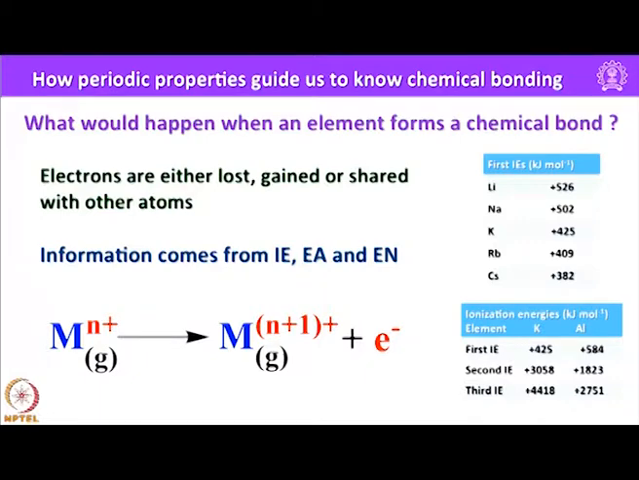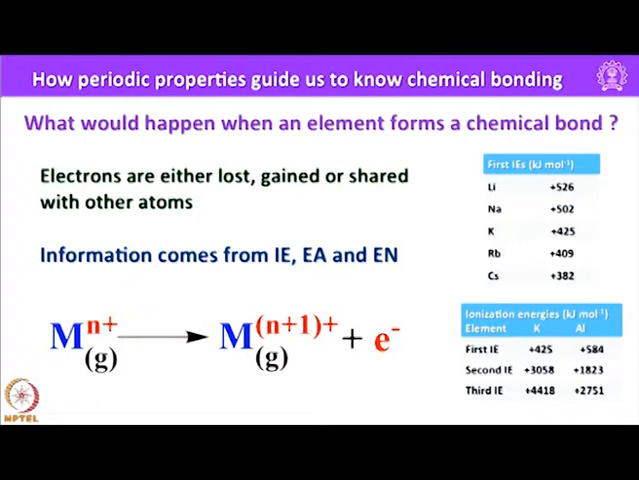So, why is this ionization energy decreasing down the group? I will discuss that later. Let us look at another table I have shown there. In that one I have listed 3 ionization energies.